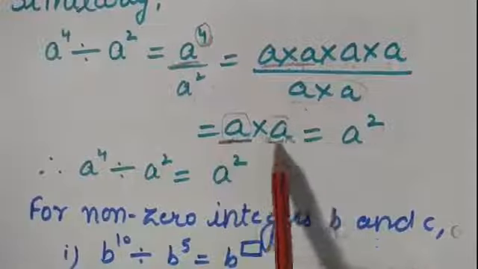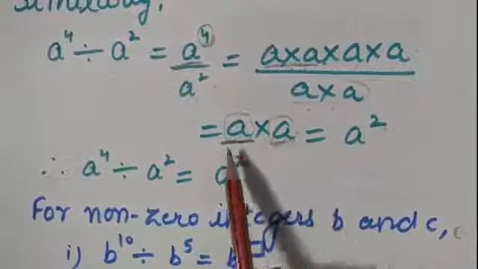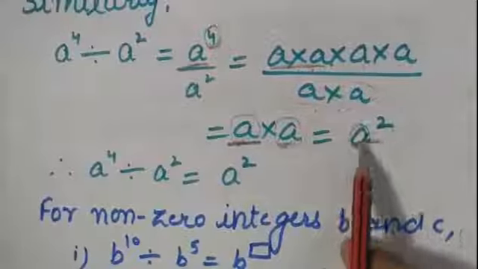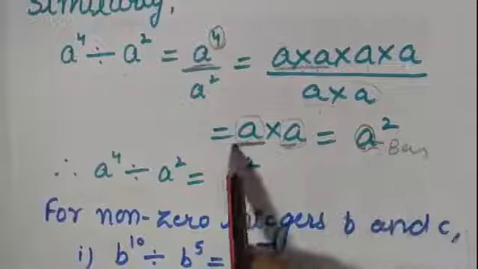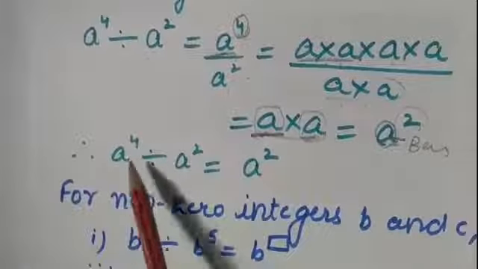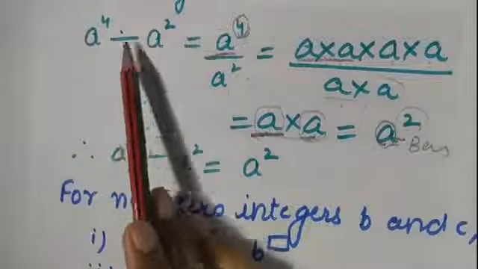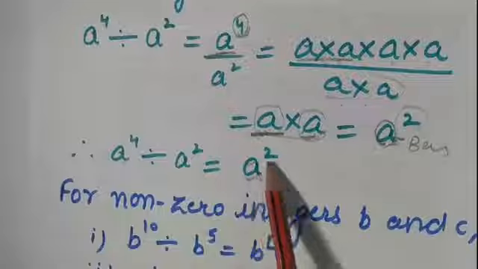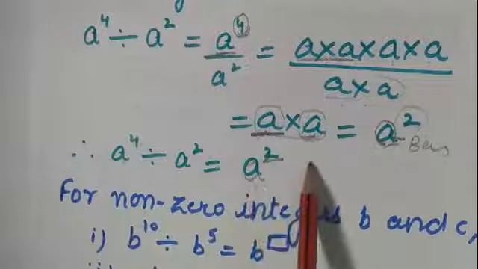This is the repeated multiplication of a, and how many times? 2 times. So this is the base, and as it is multiplied 2 times, the power will be 2. Therefore, a to the power 4 divided by a to the power 2, the result is a to the power 2, or you can say a square.